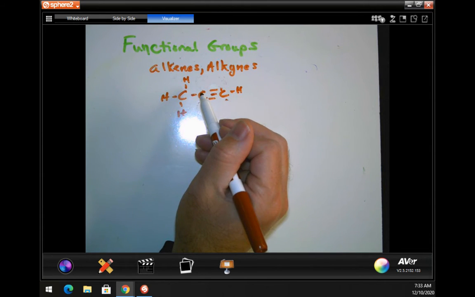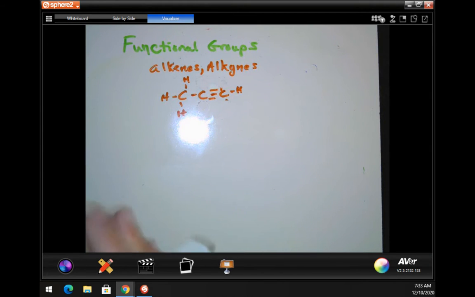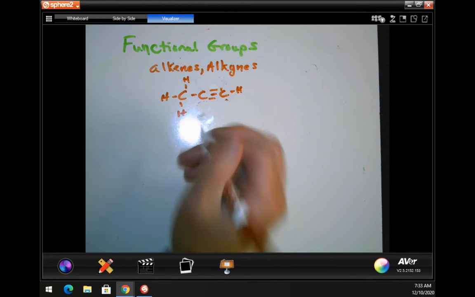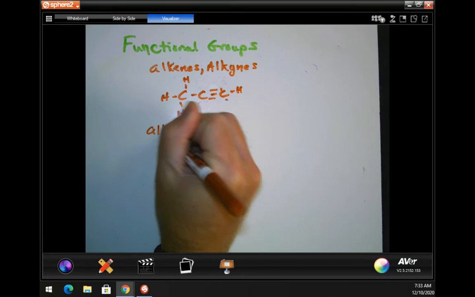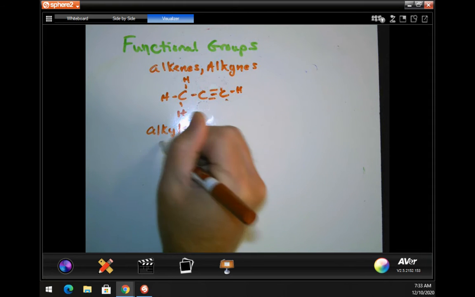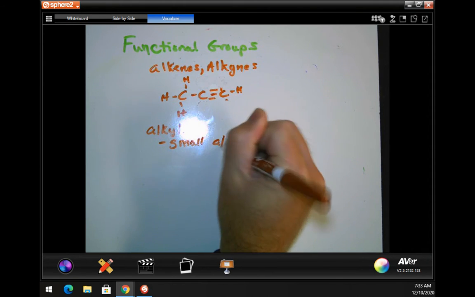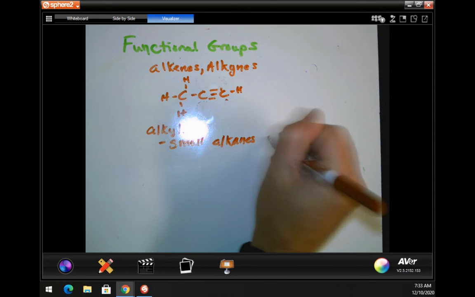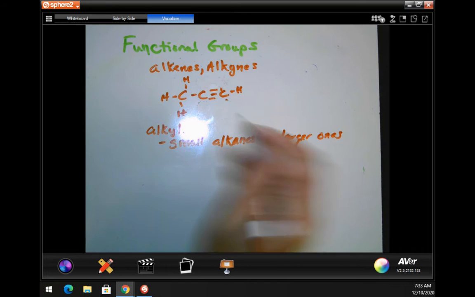Does that make sense? So that's kind of a review. That's what we did earlier. We had alkanes, alkenes, and alkynes. So then also we can put smaller alkanes on larger ones. Again, this is a review.